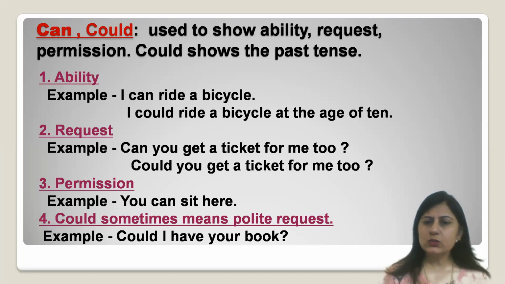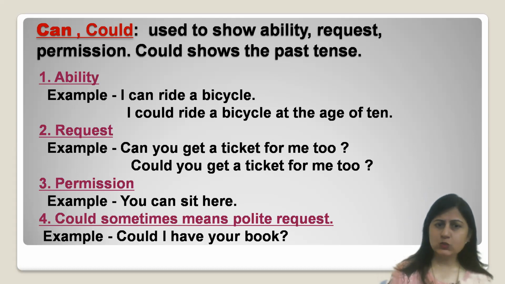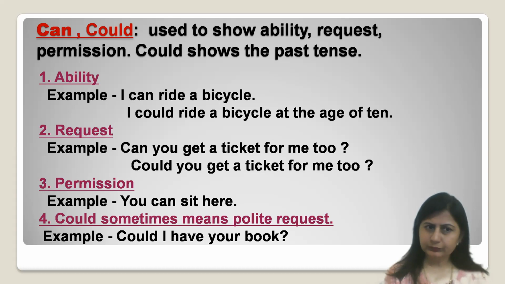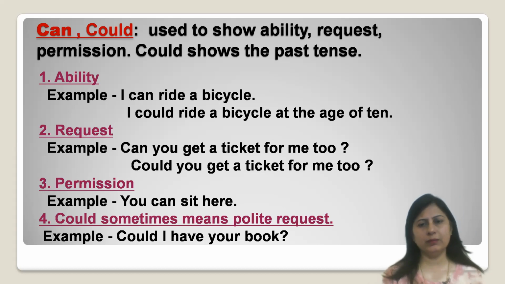So can and could are used to show ability. Then they are also used to show a request, like, can you get a ticket for me too? Means I am requesting you to get a ticket for me. Same way it goes for past. Could you get a ticket for me too? Now, next one is permission. Example, you can sit here. Means I am giving you the permission to sit here. You are permitted to sit here. So these are used for ability, request, or permission.